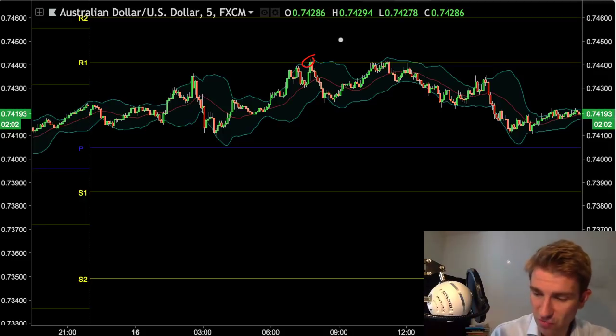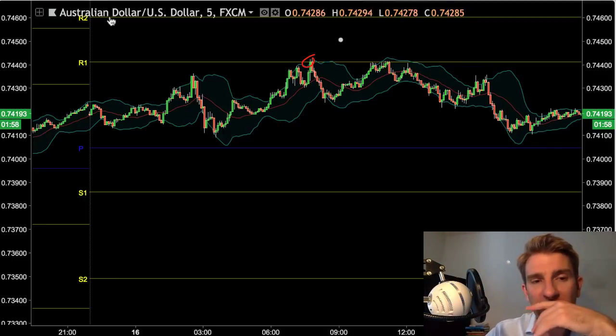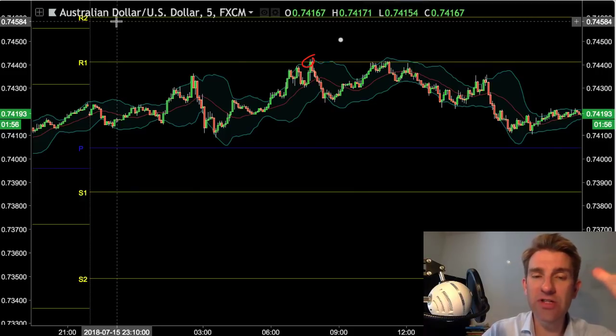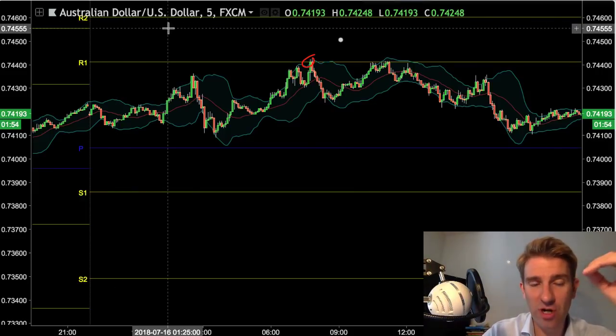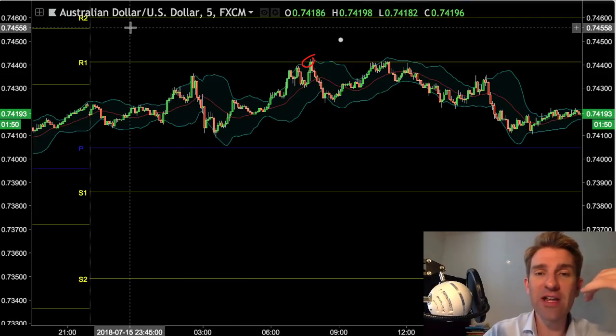Okay, so let's have a look at some rules. Let's have a look at how we get involved in it. I've got in front of you now AUD USD on a 5 minute candlestick chart. The idea of this trade is we're trying to identify a range bound environment.